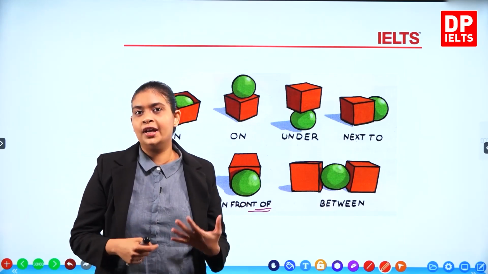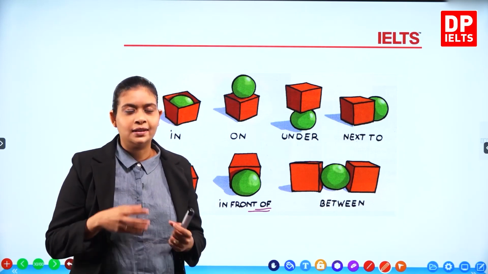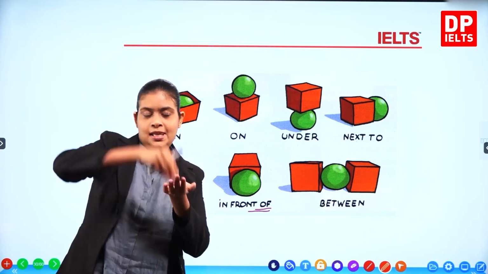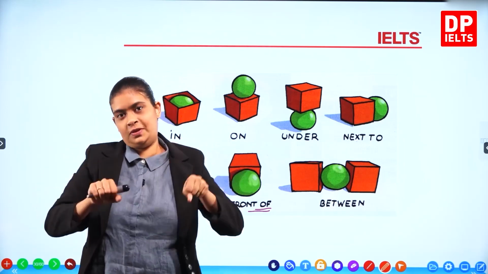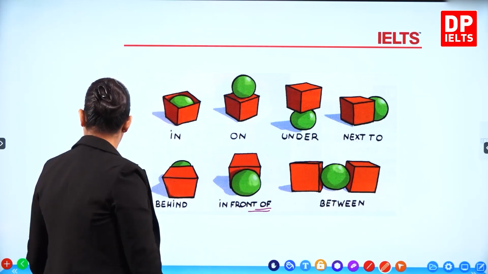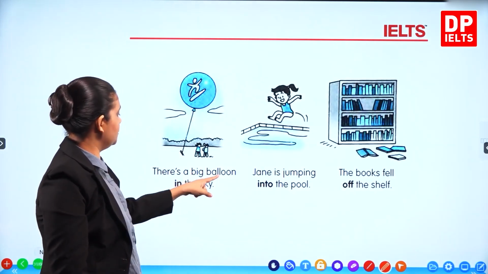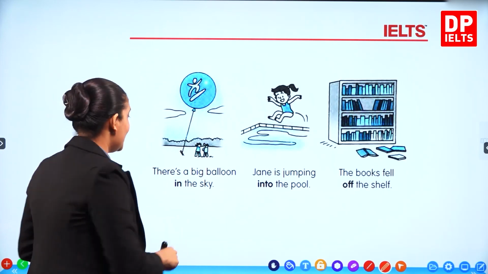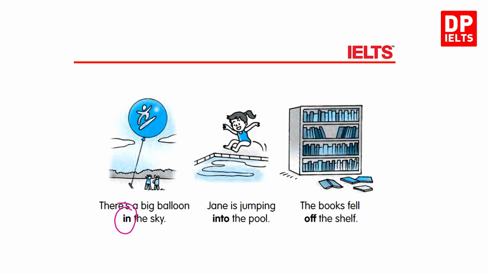I'd like you to kind of practice these prepositions, right? So that it's easier for you to then use it in sentences. In, on, under, over, next to, behind, in front of, between. Right? All right. There is a big balloon in the sky. Right? There's a big balloon in the sky.